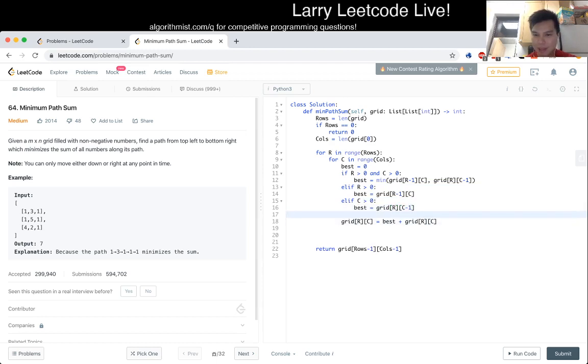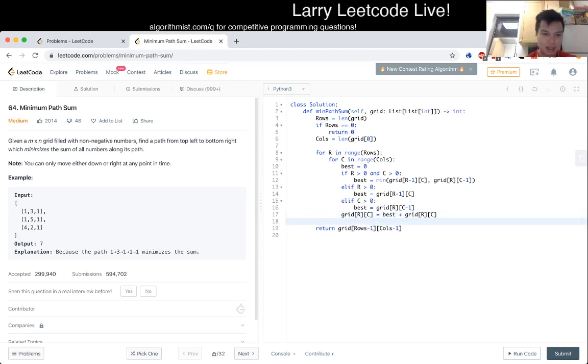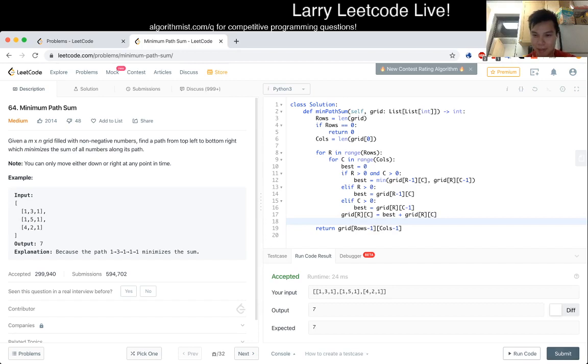And then otherwise best is equal to 0, and that only happens when R and C are equal to 0. And then I think this is roughly it, minus potentially an out of bounds because I'm being careless somewhere, or there's a typo somewhere, but let me double check.